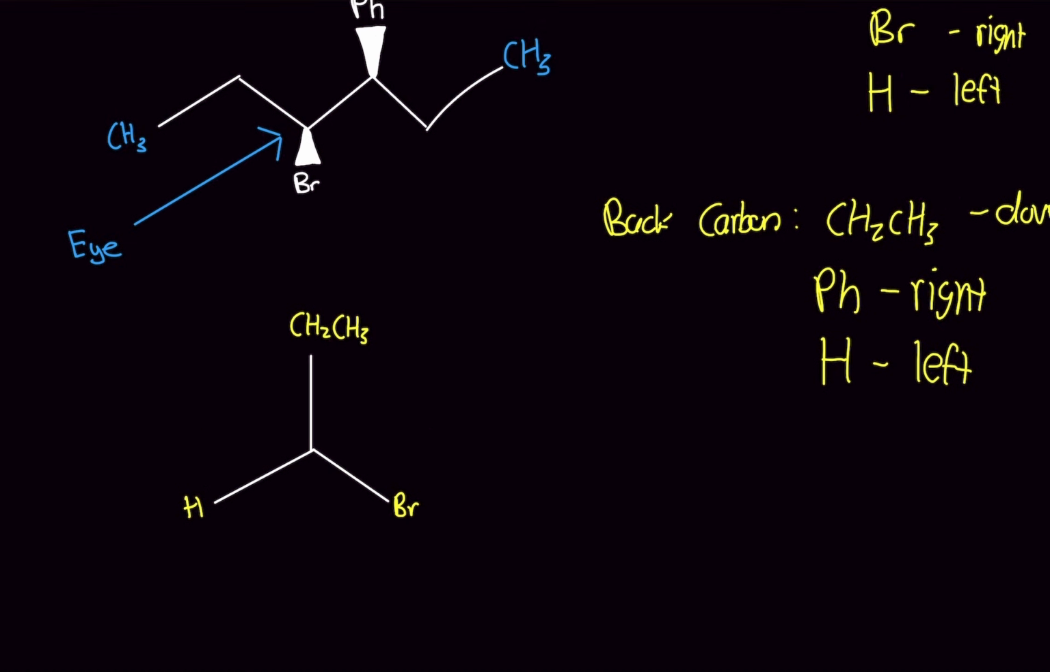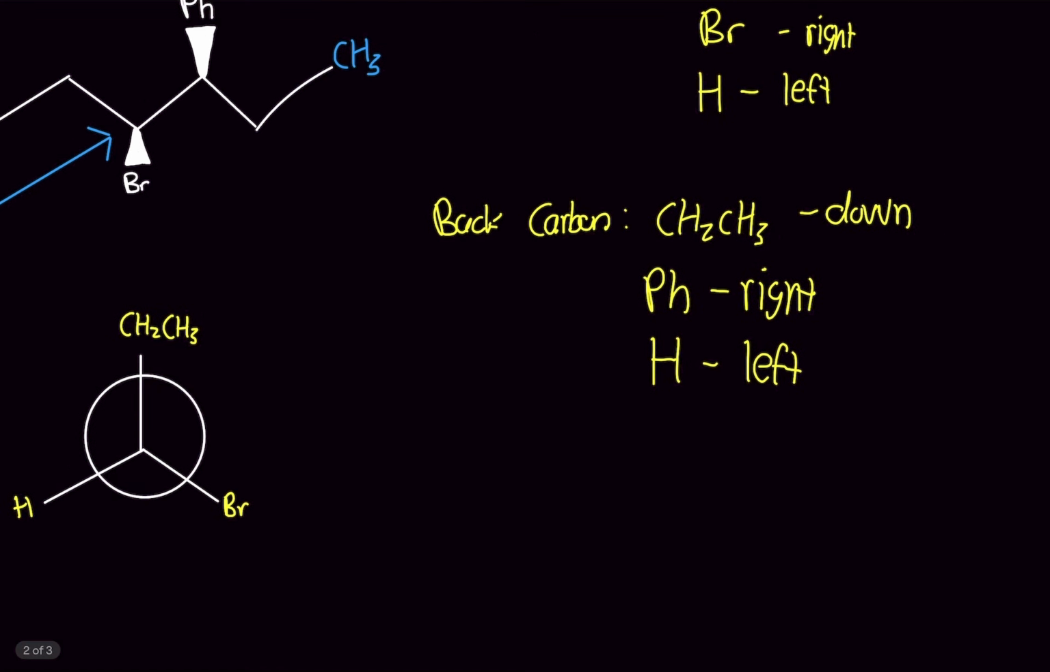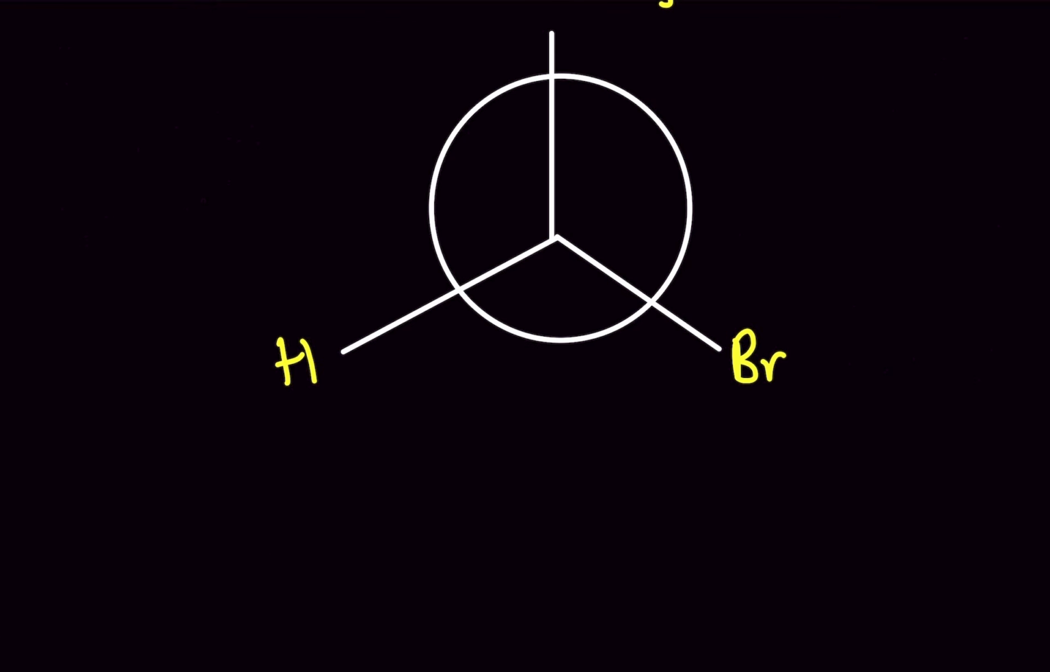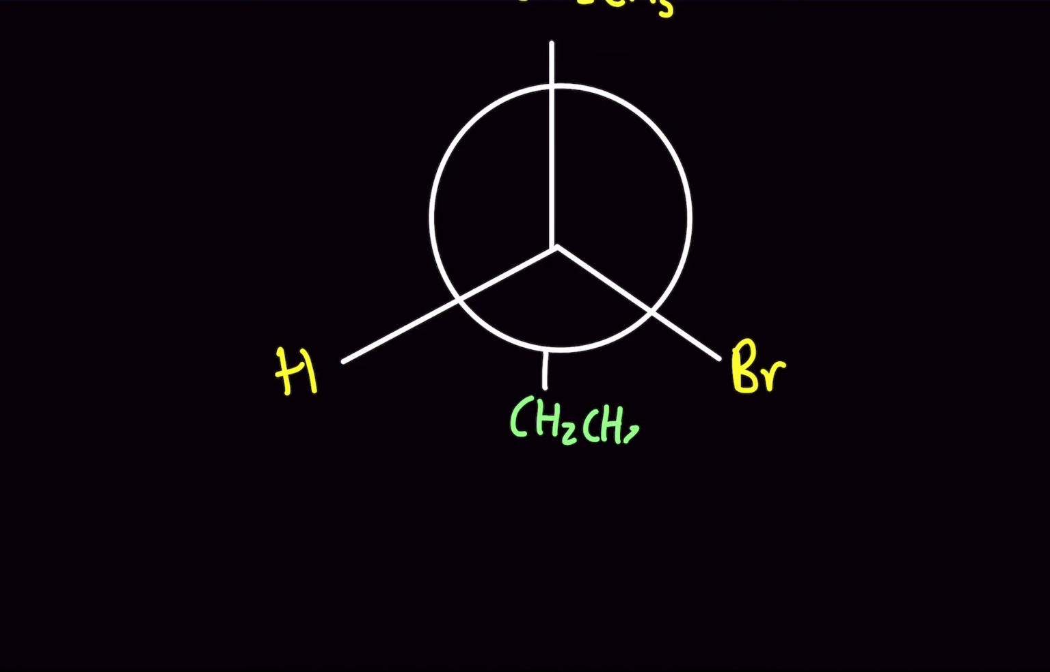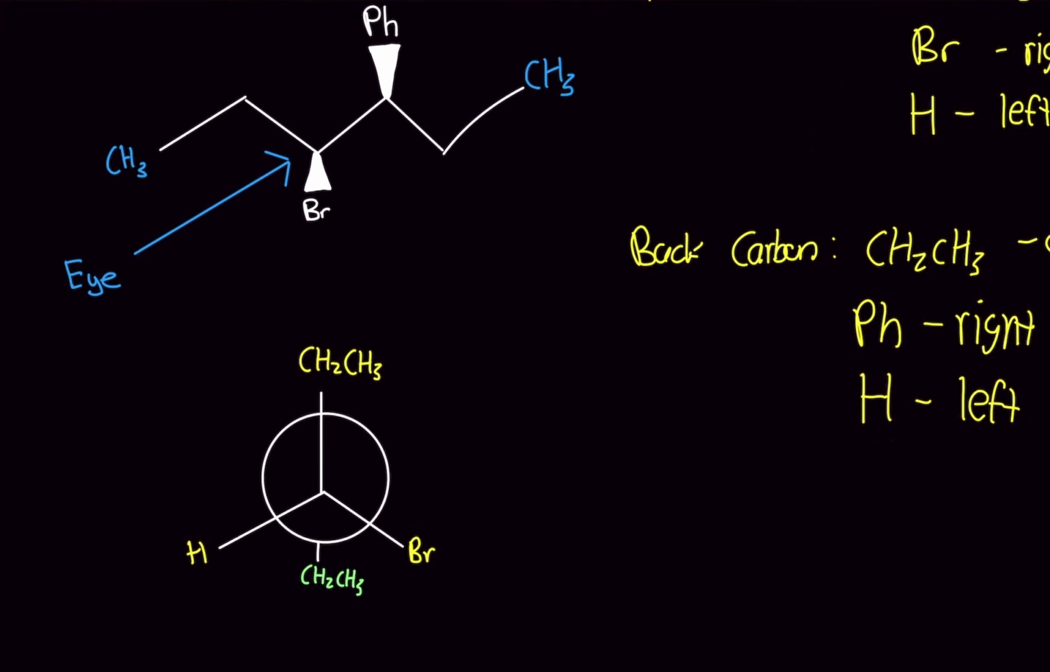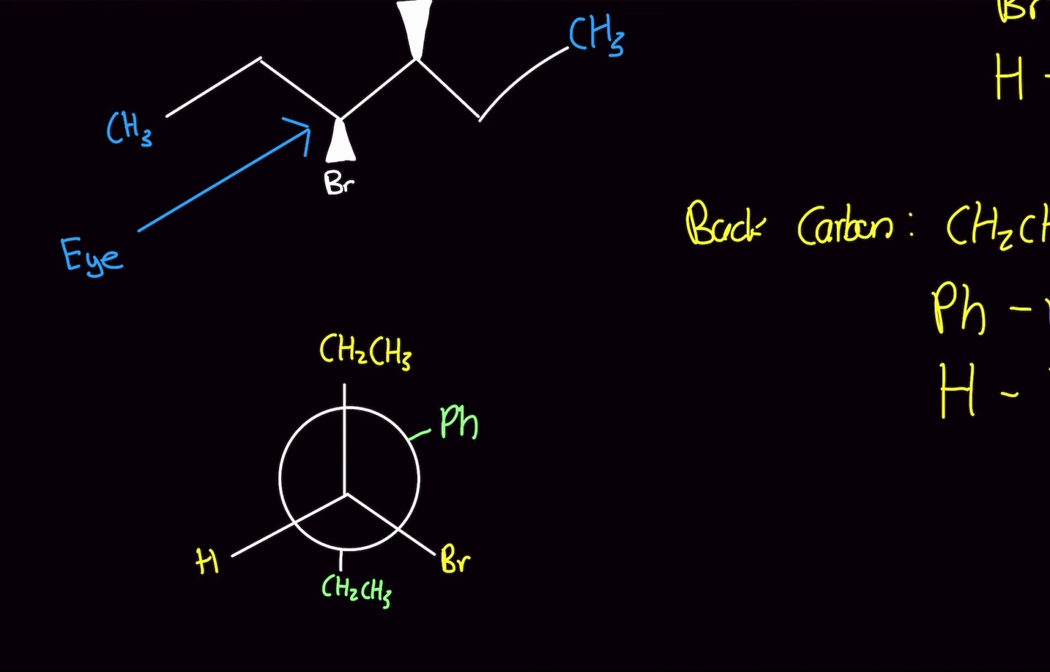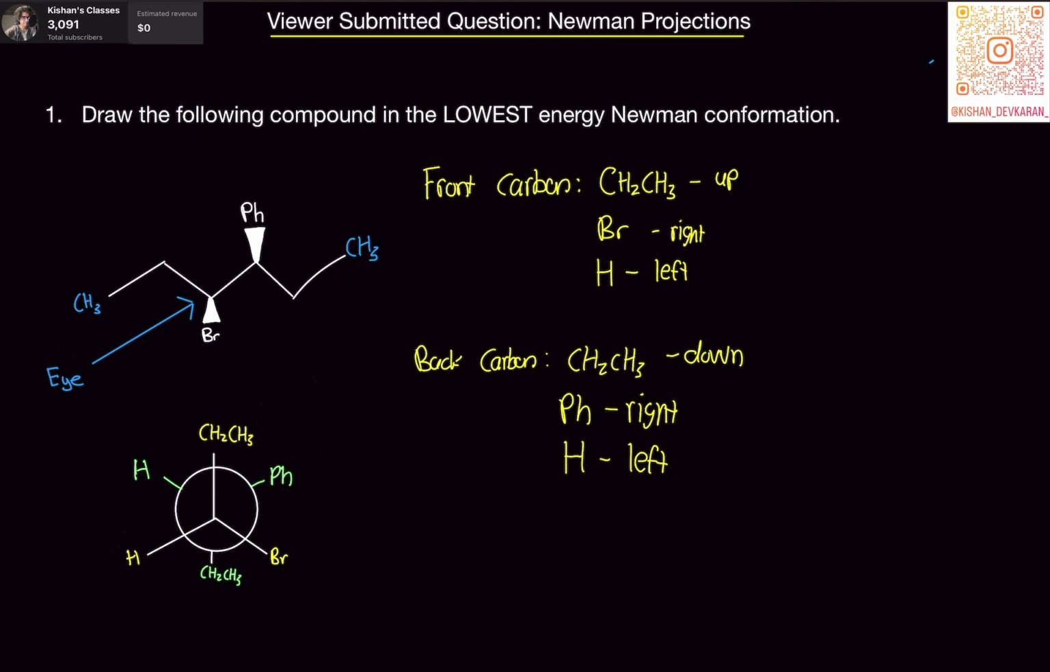Okay, now let's do the back carbon. And then in the down position is CH2, CH3. Actually, let me do it in a different color. In the right position is a phenyl, and left is a hydrogen. Okay, this would be the normal Newman projection. This would be the answer if you were just asked, just draw the Newman projection. But it's asking for the lowest energy. So what do we do?